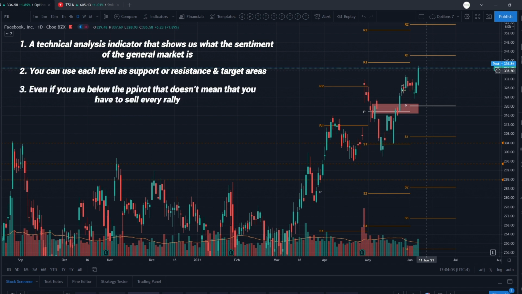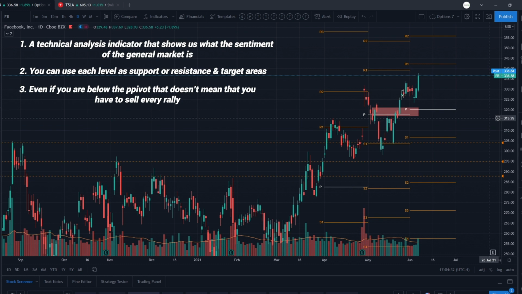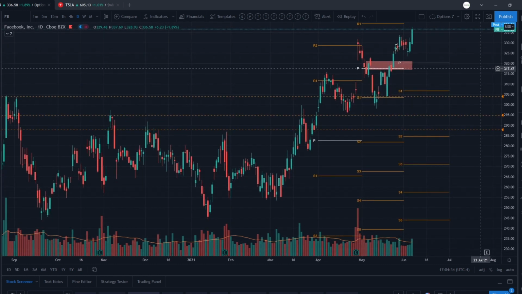And then number four, even if you are below the pivot, that doesn't mean that you have to sell every rally. You still have to use market structure, qualifiers, and use your other pivot point areas like S1s, S2s, and whatnot to confirm those support, resistance, and trend ideas. So with those four rules, I urge you guys to go and check out these pivots on TradingView, and you can use them on a daily basis just like we do here at TradePro Academy.